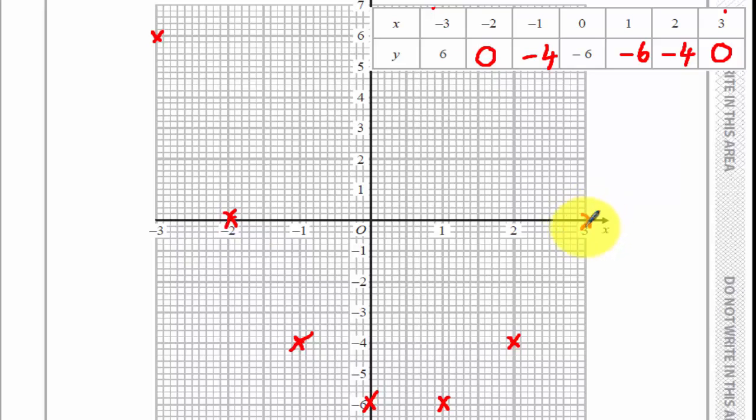Now the examiner will be looking for a couple of things here. Firstly, that you've plotted the points correctly. Secondly, that the points are joined up freehand. So you don't do ruler dot to dot. You join them up freehand to try and get a nice curve. When you get down to these two, it is not a straight line joining them. You need a little curve going from one to the other. That is one thing that the examiners will check. So that is the graph we've been asked to draw.